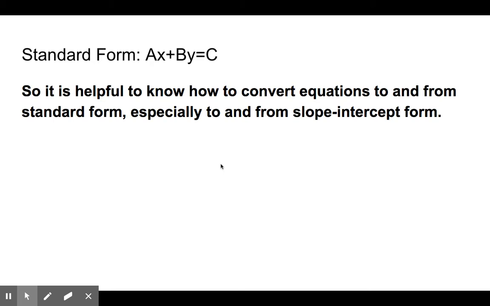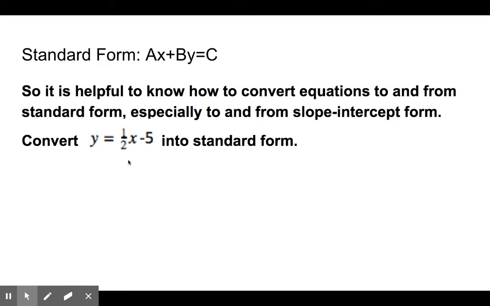Okay, so it's helpful to know how to convert equations to and from standard form, especially to and from slope-intercept form. So before I have you go ahead and work on converting point-slope form into standard form, I'm going to teach you the opposite. It's actually very easy. Remember, if you have something in standard form and you want to convert it into slope-intercept form, all you have to do is solve for y. So we would just subtract the ax from both sides and then divide by the b to get slope-intercept form.